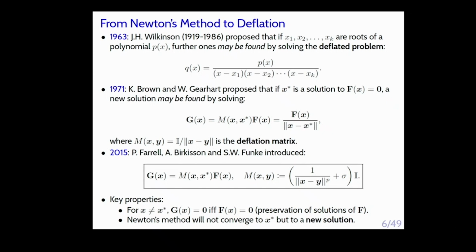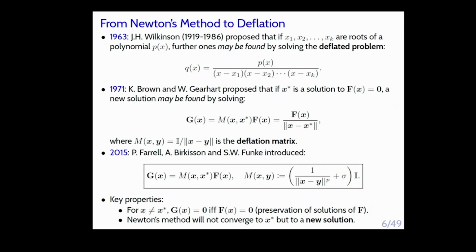And the nice thing about it is that if Newton's method converges, it can converge to a distinct solution. Then if you want to find more solutions, you multiply your f of x with this operator. You may find another solution, and so on and so forth.